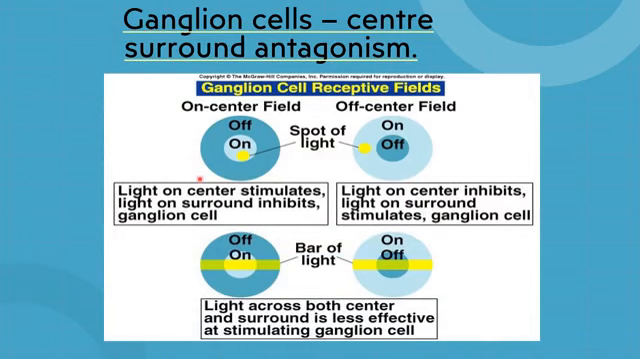So in this picture we can see the difference in center surround antagonism when there is a spot of light and a bar of light. When there is a bar of light across both center and surround, the region will be less effective. One will be on and one will be off, but both are less effective at stimulating the ganglion cell. When there is a spot of light, in the on center field the center part will be on and the surround part will be off, and in the off center field the central part will be off and the surrounding part will be on.